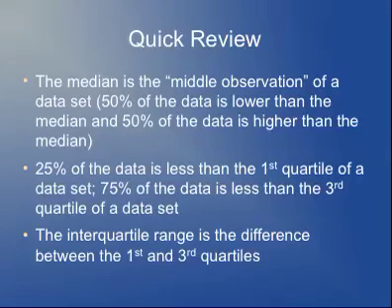So, most of this I just said, but recall from Erica's lecture last Friday, the median is the middle observation of the data set, that half of the data is lower than the median, half the data is higher than the median. Likewise, the first quartile of the data, which is the 25% quantile, means that 25% of the data is less than that, and 75% of the data is less than the third quartile. And the interquartile range is the difference between the first quartile and the third quartile.